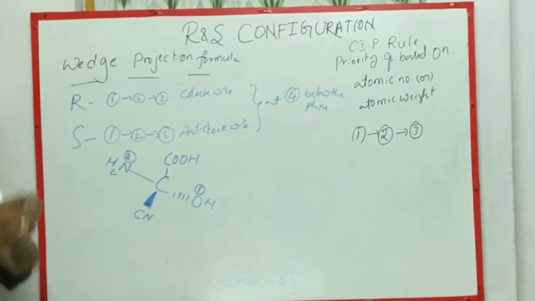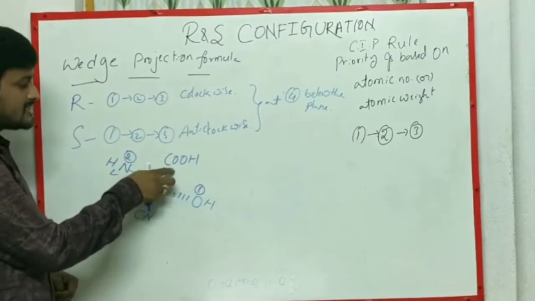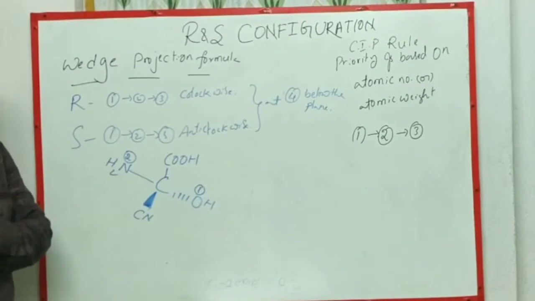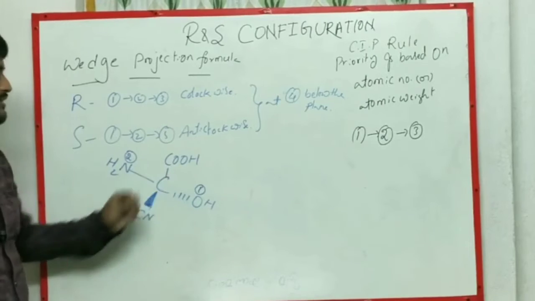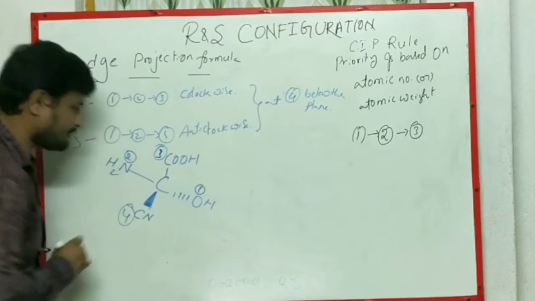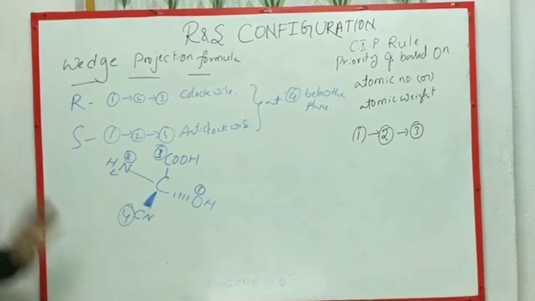We go to the next one. In that case, the next one: oxygen. Here nitrogen. Which one is higher? The second atom is higher, oxygen. Then it is the third priority, and this is the fourth priority. Are you clear? Okay.